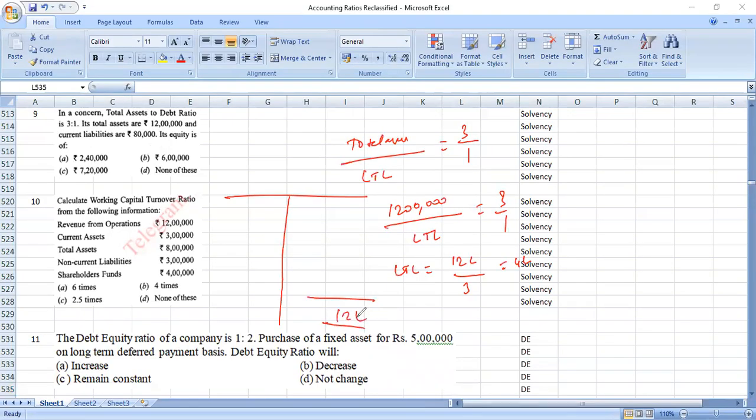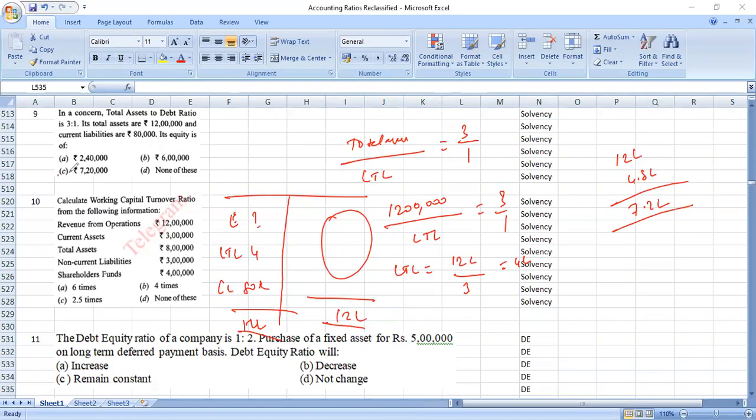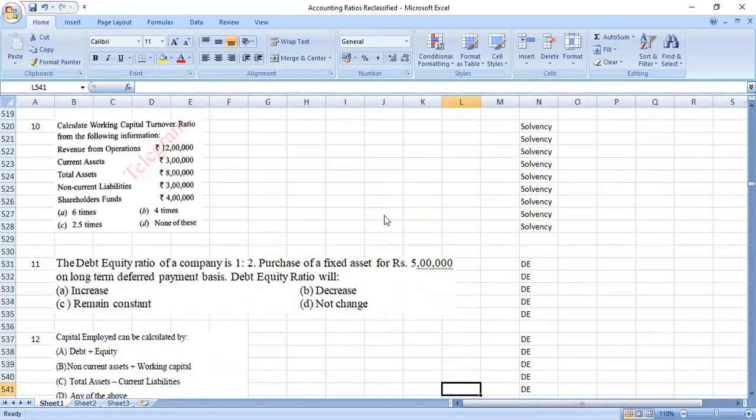Total assets are 12 lakhs, the whole thing put together. So this side also should be equal to 12 lakhs. And we have equity, we don't know. Current liability, we have 80,000. Long-term liability, we have 4 lakhs. So 4 lakh 80,000. 12 lakhs minus 4.8 lakhs will give you 7.2 lakhs. That is your total asset to debt ratio.